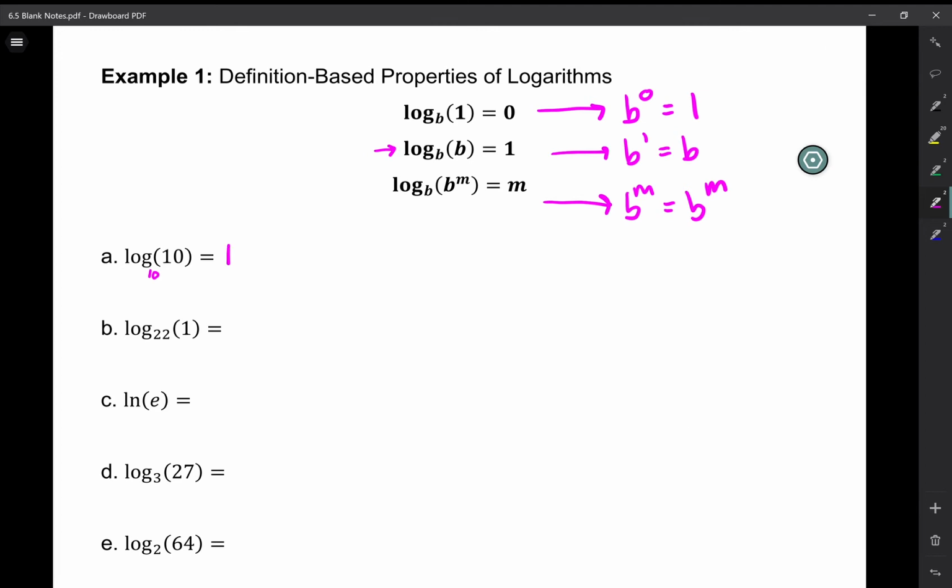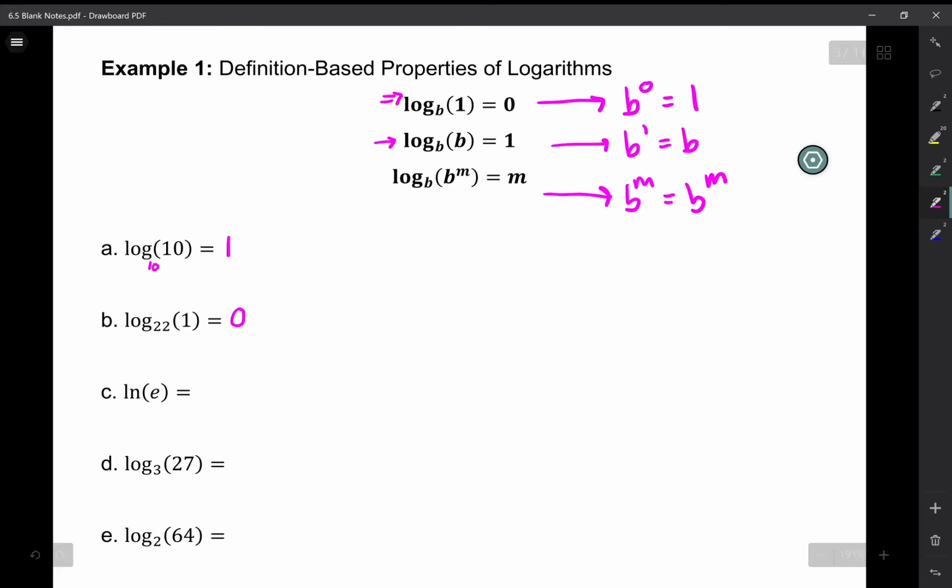B says log base 22 of 1. That's this property up here, right? 22 to the what is 1? 22 to the 0. Why don't you try C, D, and E right now? Pause the video and give them a try, and we'll come back and do them together in just a minute.